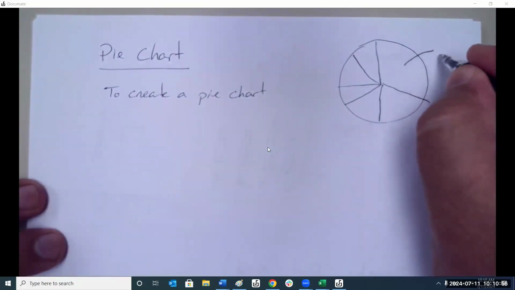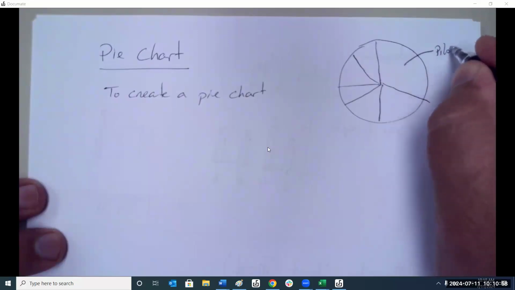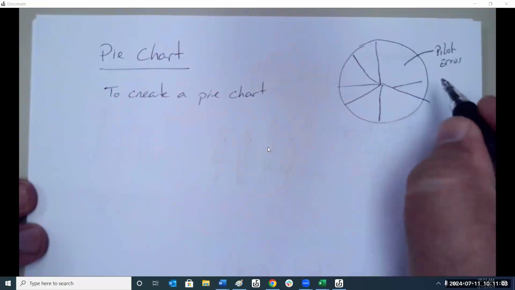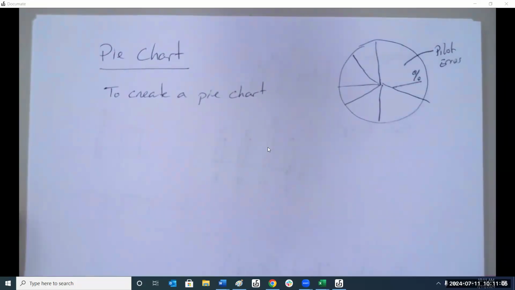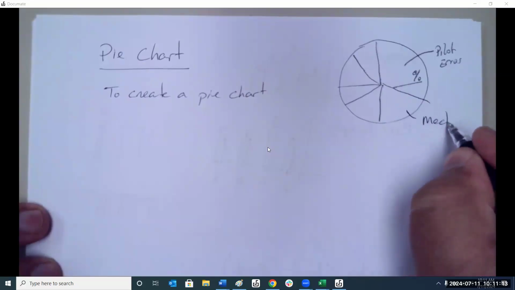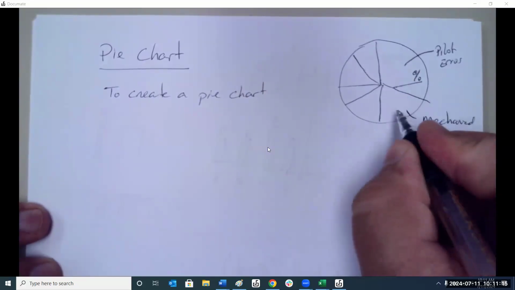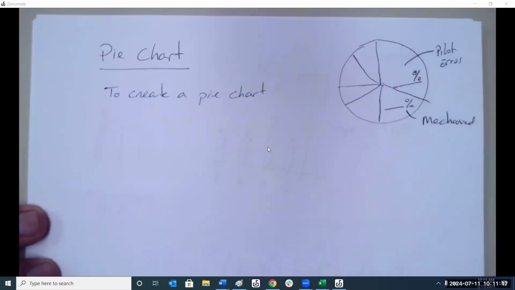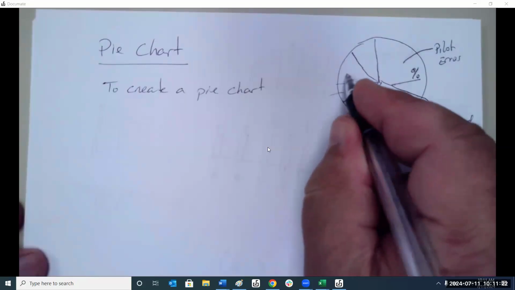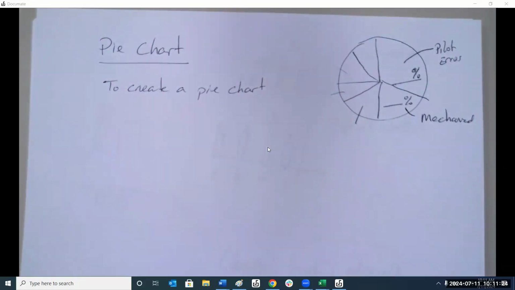So we say something here, it's pilot error. And we have to determine the percentage of that circle. And then we have mechanical. It's made up of a certain amount of percent. And then these other ones. But that's not the hard part.